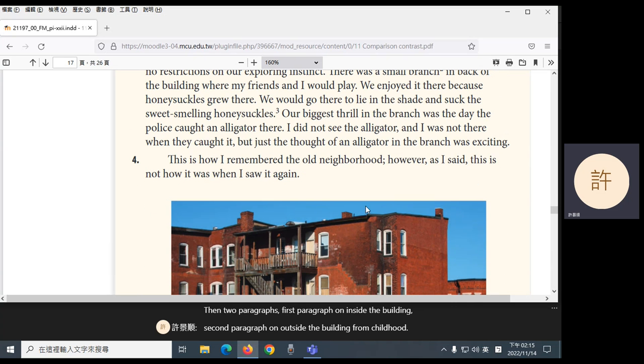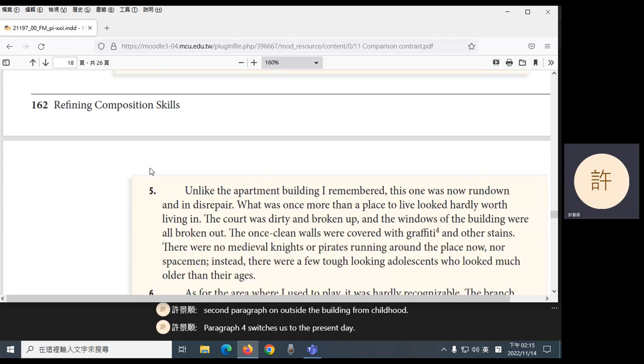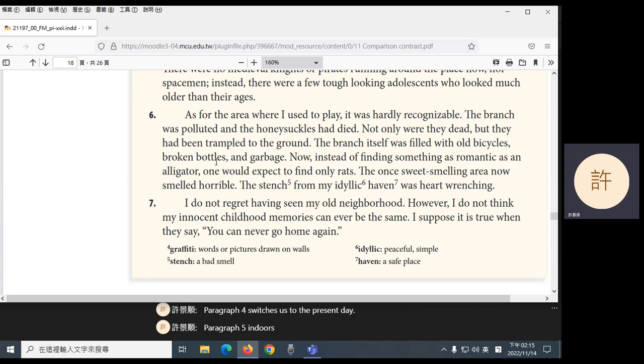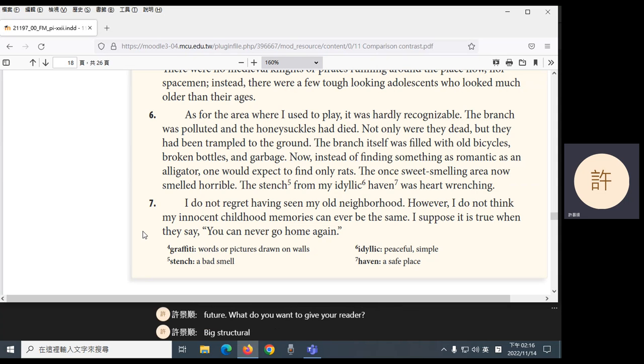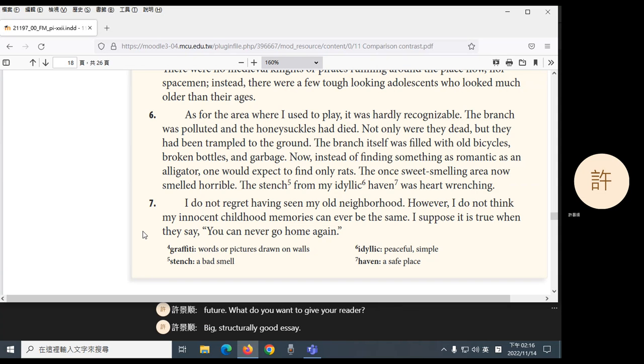Paragraph 4 switches us to the present day. Paragraph 5, indoors today. Paragraph 6, outdoors today. And then paragraph 7, the conclusion, the meaning, the future. What do you want to give your reader? Very structurally good essay. Questions?